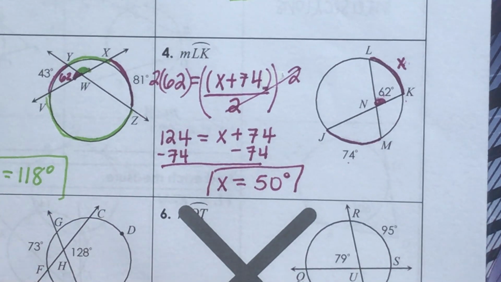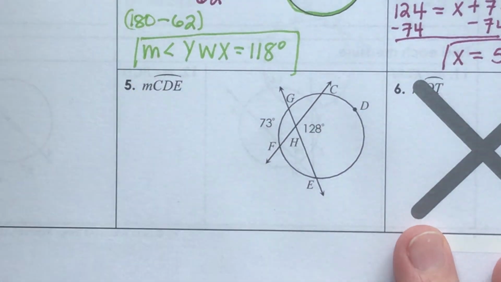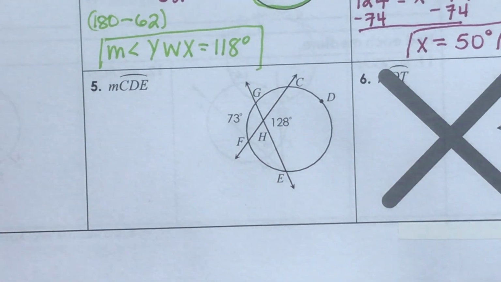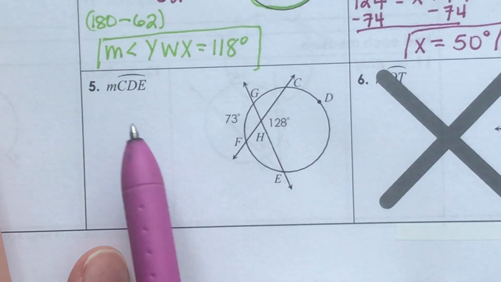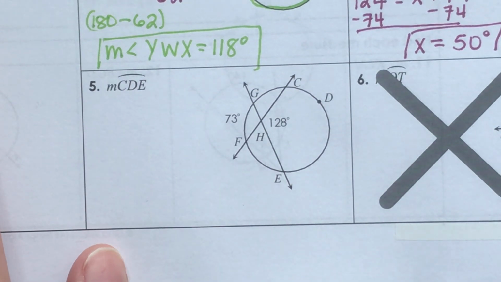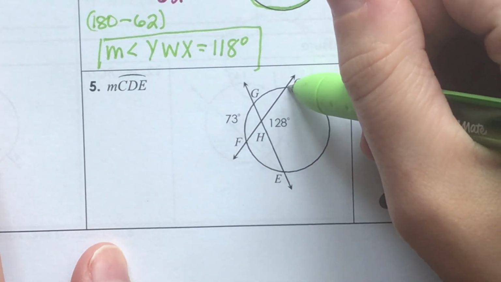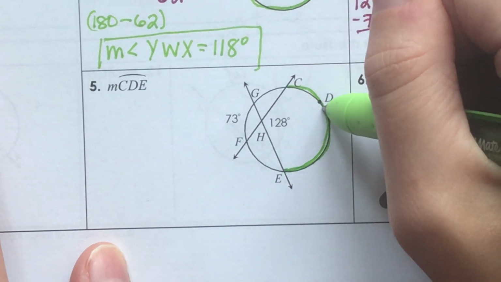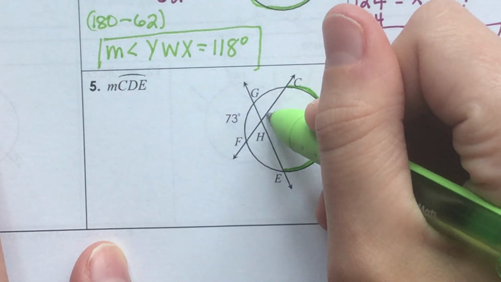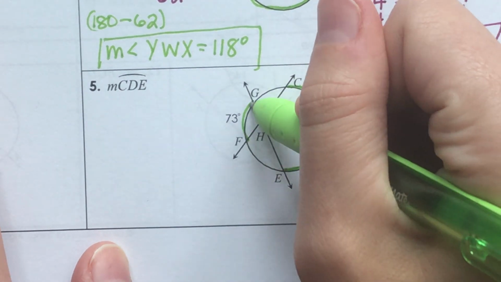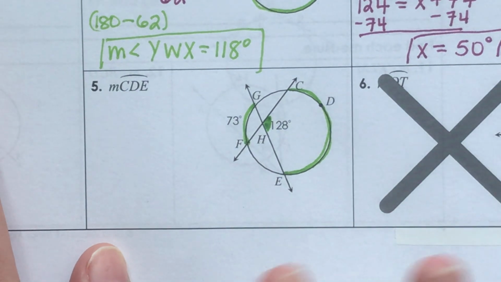And I'm finished. Okay, last one for interior intersections. This time I'm asked to find the measure of arc CDE. Now if there's 3 letters, that means it's a major arc, so I want to know what this arc right here is, CDE. Okay, I am given the interior angle and I'm given the arc on the outside, so I'm going to set it up the exact same way I set up the last one.